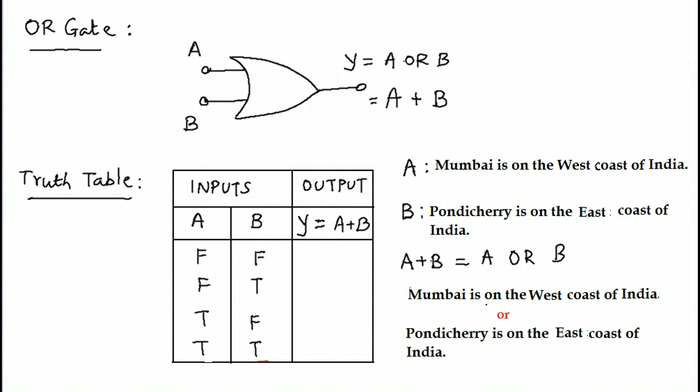Now let's return to this sentence. Now if somebody says this entire thing, he means either Mumbai is on the west coast of India or Pondicherry is on the east coast of India, or both are true. Now is this statement, the entire statement, true or false? Is this person speaking truthfully? The answer is obviously yes. And that's why in the last row of this truth table, A is true, B is true. Obviously A or B must be true.